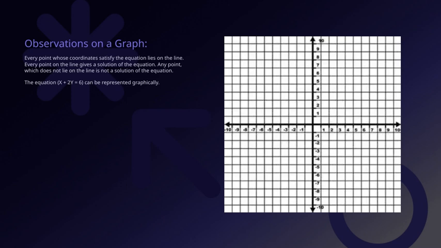This visual really helps us understand how the equation connects to the graph. And remember, the equation x plus 2y equals 6 can be represented graphically, giving us a clear picture of the solutions. This connection between algebra and geometry is fundamental in understanding how equations translate into visual representations.